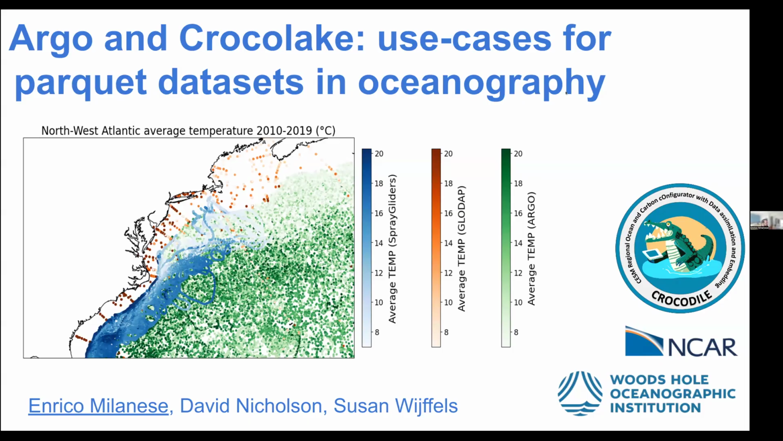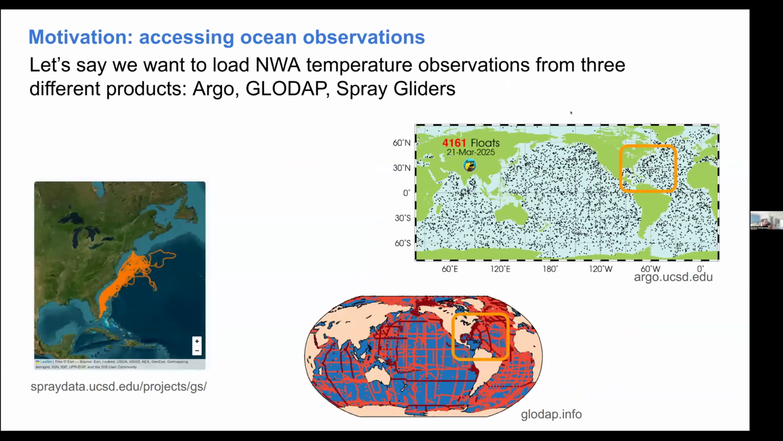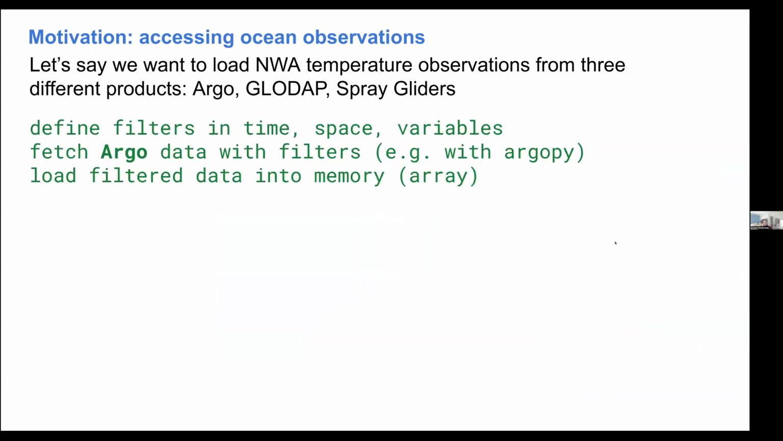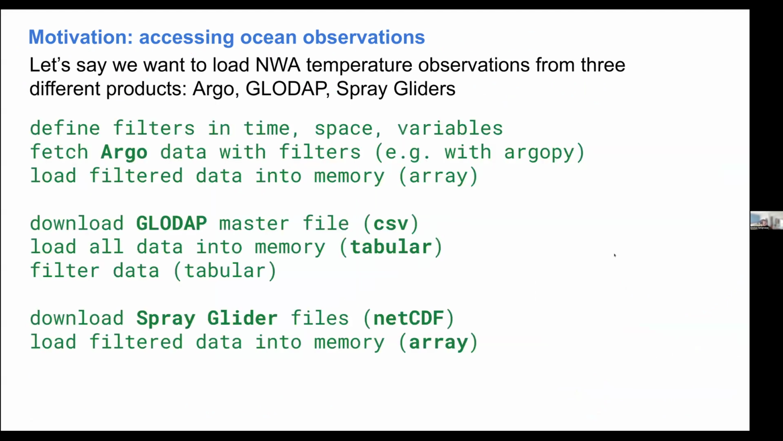The motivation for this is that we can imagine someone wanting to analyze data from the Northwest Atlantic, and they know that Spray Data, GloDAP, and Argo are some databases that offer accessible data for them. But if they want to read them, they usually need to write different steps for each of the datasets, to ingest them in their working environment.